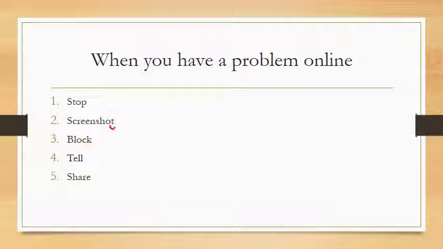Then a second step is you want to take a screenshot. A screenshot is a picture of your screen. After you screenshot and you save a copy of the picture, then you want to block whoever it is. But make sure you get your screenshot first, because if you block them first, then it may actually destroy what they posted and you can't get a screenshot. Then you want to tell the appropriate people so they can do something about it.